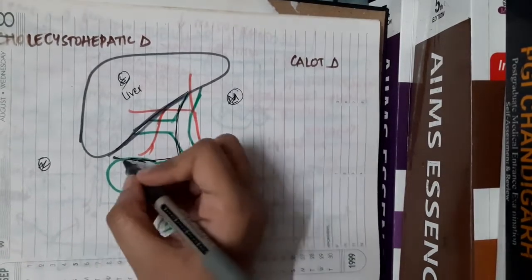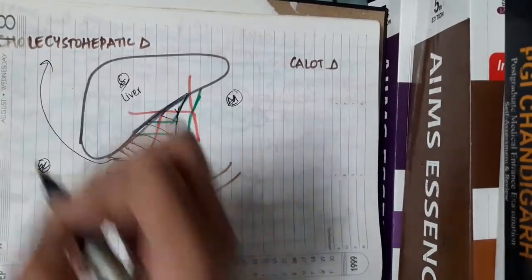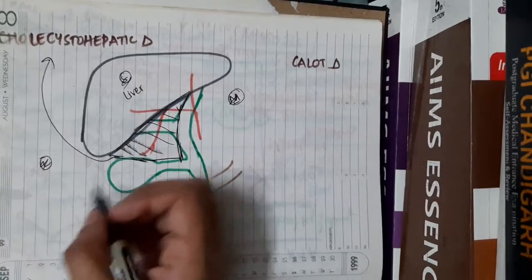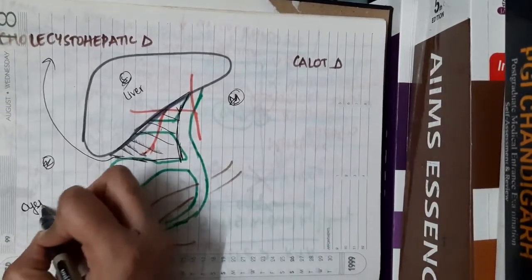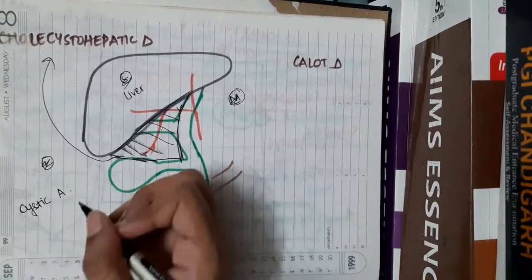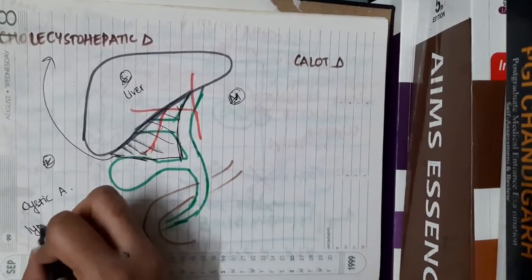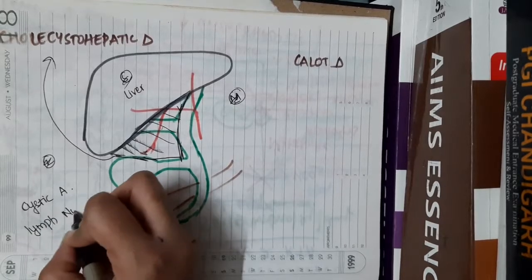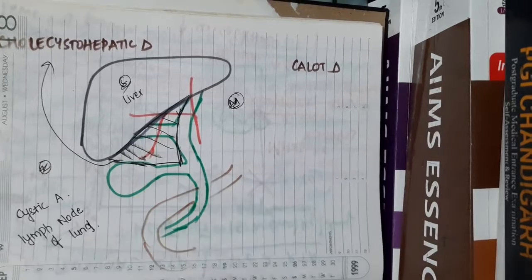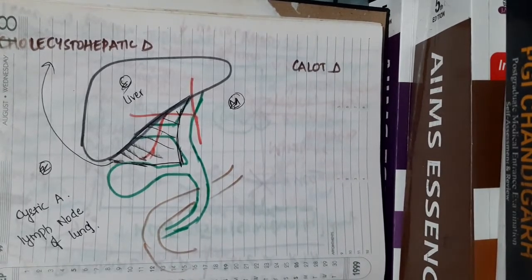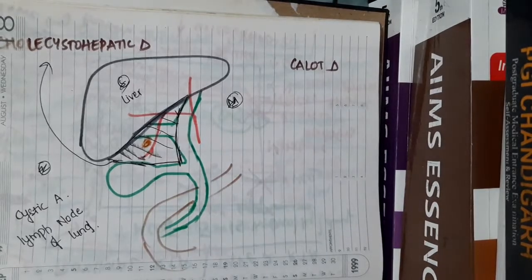So this is the cholecystohepatic triangle. It contains the cystic artery as one of its contents, and the lymph node of Lund is also present in this triangle. We have a lymph node here, which is almost here, and this is the lymph node of Lund.